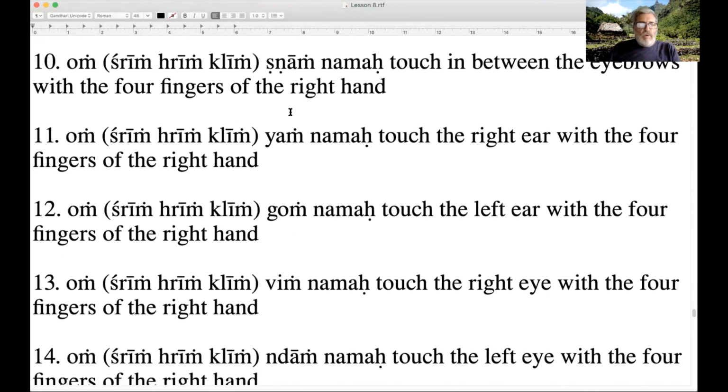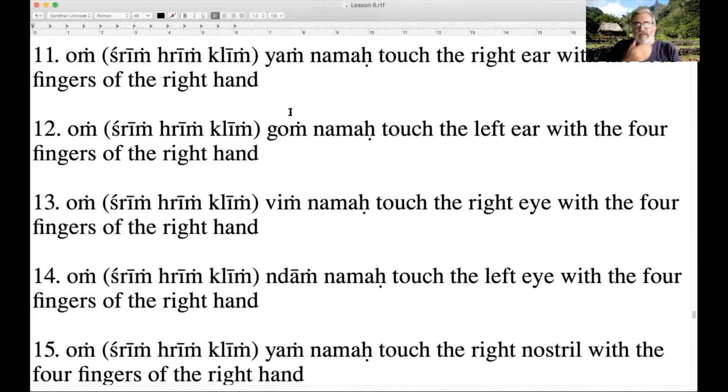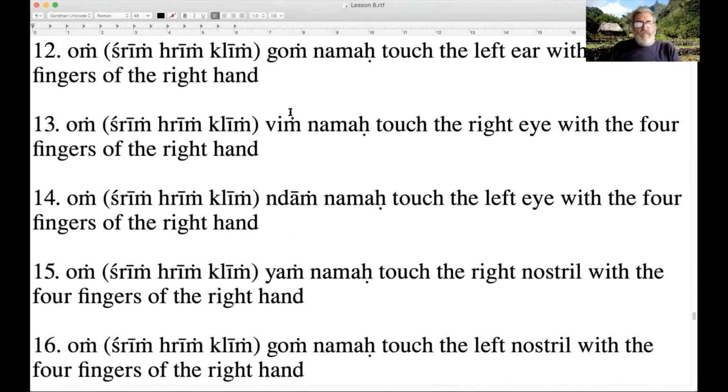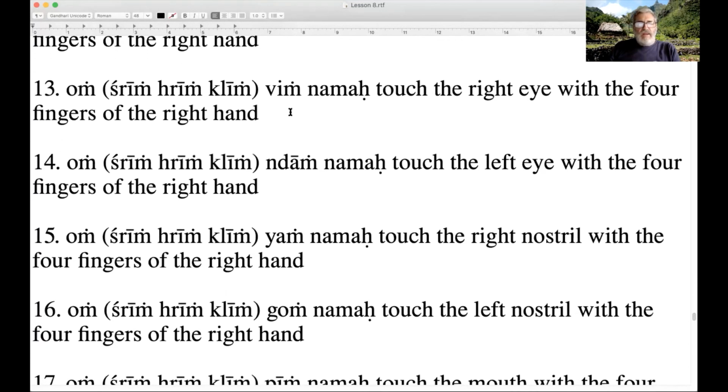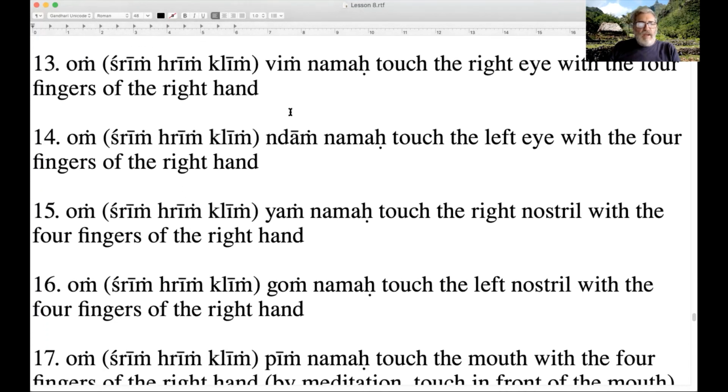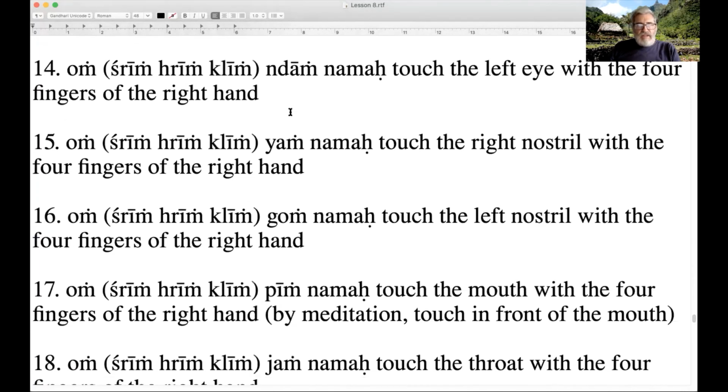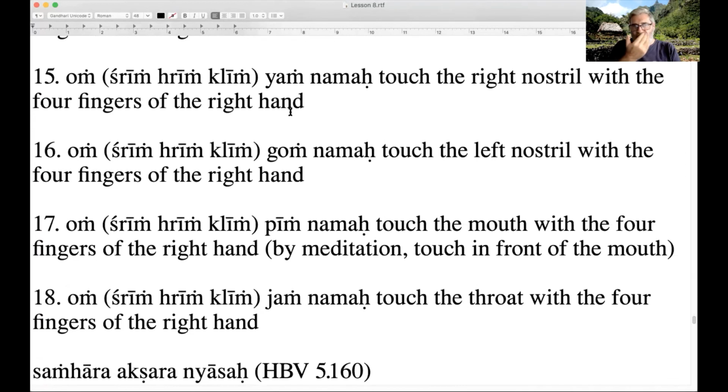Right? So then we have Om Yam Namaha, touch the right ear with the 4 fingers of the right hand. And then Om Gom Namaha, touch the left ear with the 4 fingers of the right hand. Om Vim Namaha, touch the right eye with the 4 fingers of the right hand. And Om Dam Namaha, touch the left eye with the 4 fingers of the right hand. Om Yam Namaha, touch the right nostril with the 4 fingers of the right hand. And Om Om Namaha, touch the left nostril with the 4 fingers of the right hand.